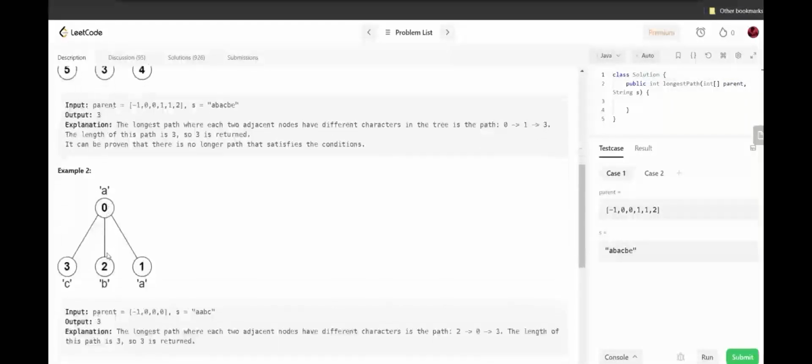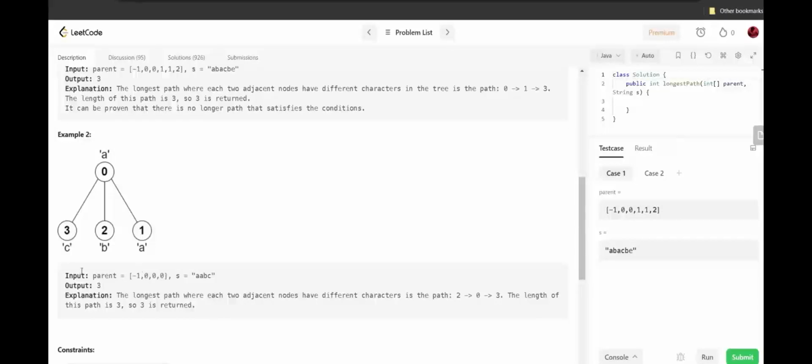Looking at this next example, we have this tree. Here, C, A is different and A, B is different, right? So our longest path could be C, A, and B. And then the next A is not different; it's the same. So we cannot consider this as a solution, right? So we found that the longest path has length 3.